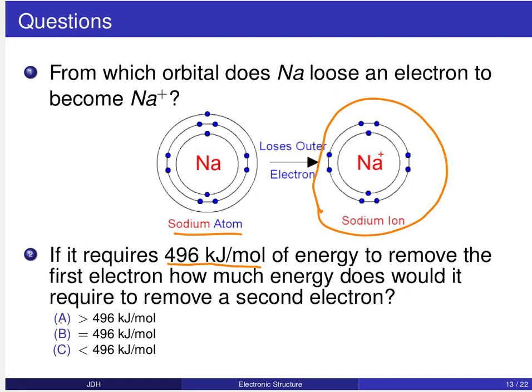Okay, well the answer, hopefully you've predicted, is going to be greater than the 496. It's going to be harder to remove another electron. And you can think about it in terms of basic electrostatics. If I've got a sodium plus atom, now we've got a positive charge, and so that positively charged ion is going to be more attracted to negative charges. So removing another electron, you're now removing something negative from something that is positive, and even more positive, wanting to hang on to that electron to a greater degree.